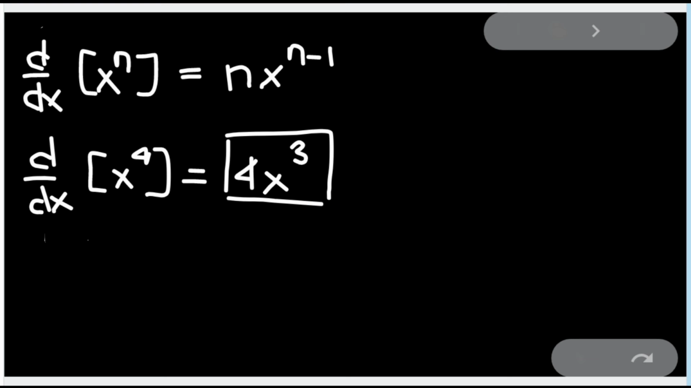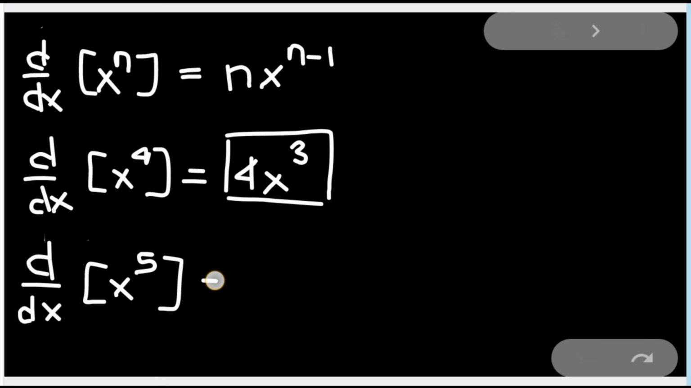Let's try another example. Let's say we have the derivative of x raised to 5. So, our n here is 5. So, let's bring down 5. Then copy the variable x. Then, 5 minus 1 is 4. So, the derivative of x raised to 5 is 5x raised to 4.